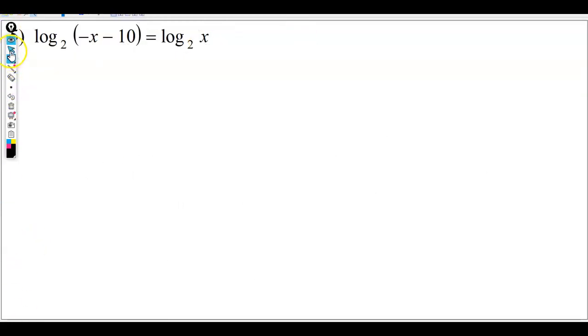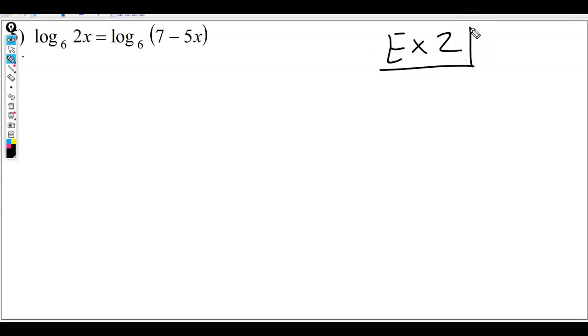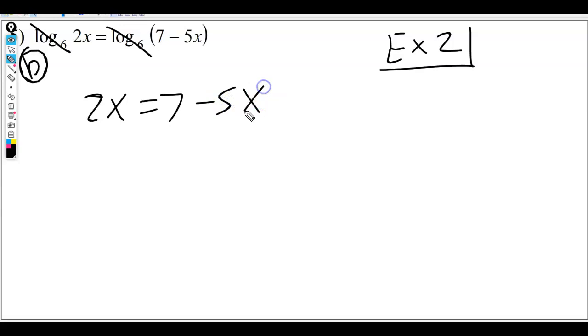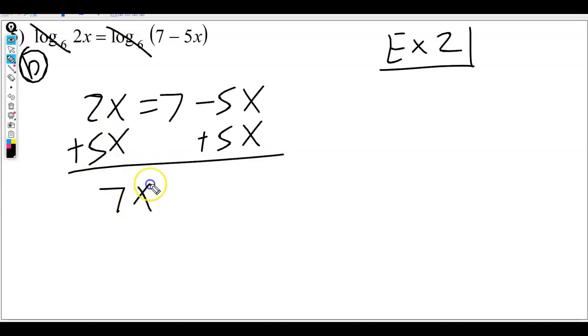Okay, so let's do one. We'll call this example 2 part B, right? Same directions. We're just going to call it part B. All right, so let's go ahead and solve it. The first step is to cross the logs off. The next step is to solve for x. Cross the logs off, solve for x.